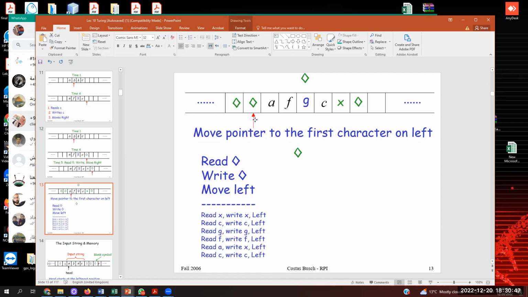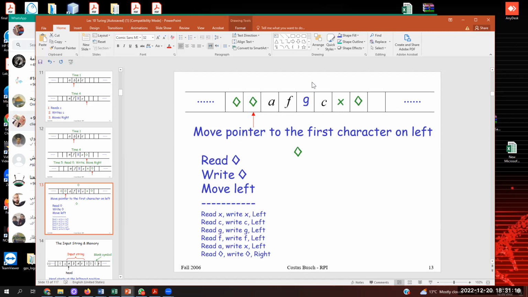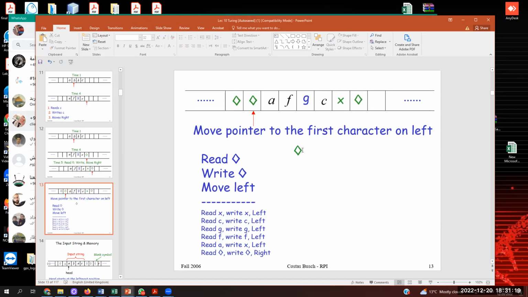Now I'm here. Now I want my pointer to point at A, finally, right here. So I will say read blank, write blank, and move to the right now. So here I was able to rewind my tape. I go from the end, from the last step where I got the blank, all the way to the front, and then I position my pointer right here.